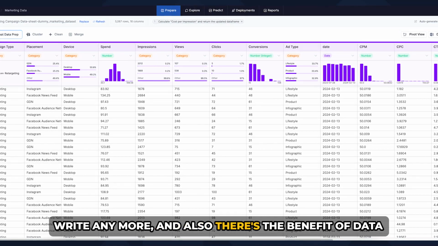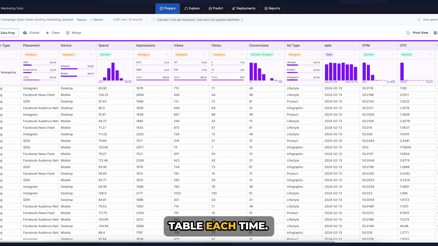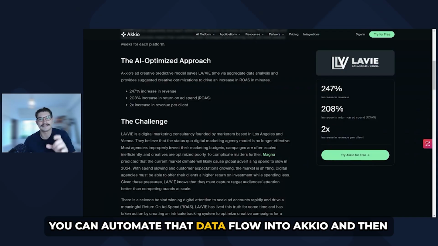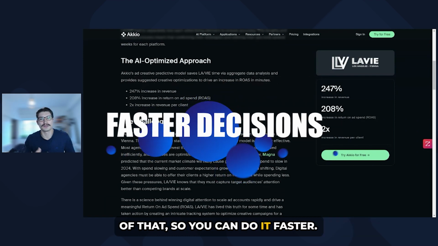And also there's the benefit of data automation, right? So you don't have to even make the pivot table each time. You can automate that data flow into Akkio and then go reference the report and make decisions based off of that. So you can do it faster.